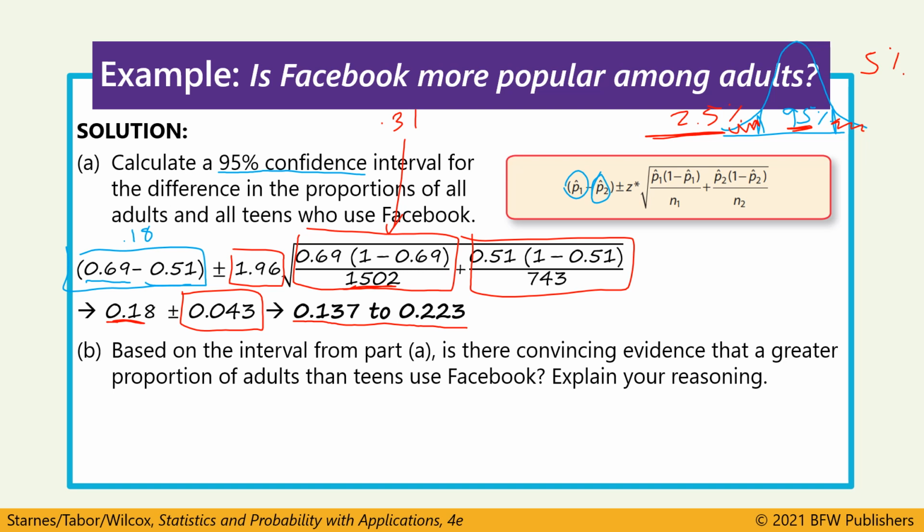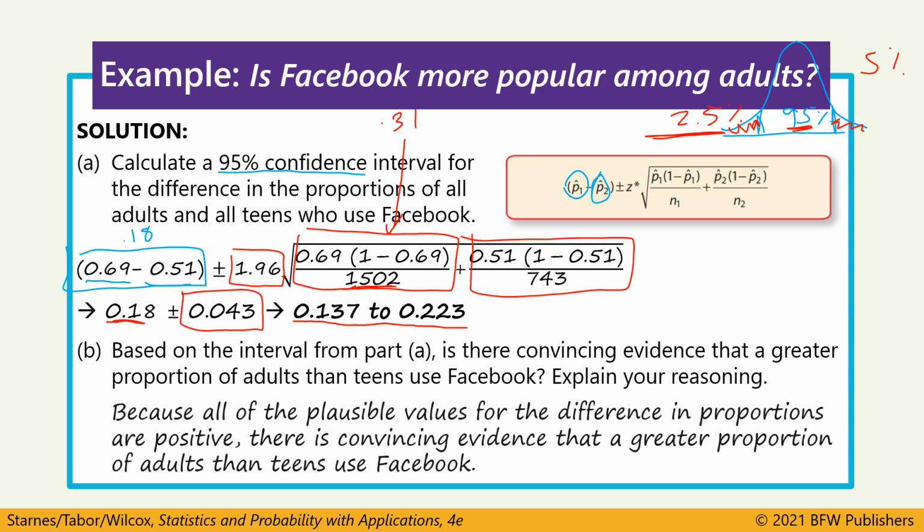Based on this interval, is there convincing evidence that a greater proportion of adults than teens use Facebook? Yes, there is, and that's because all of these values are positive. We're doing adults up here minus teens, and since we're getting positive values, it means adults is a higher proportion than teens.